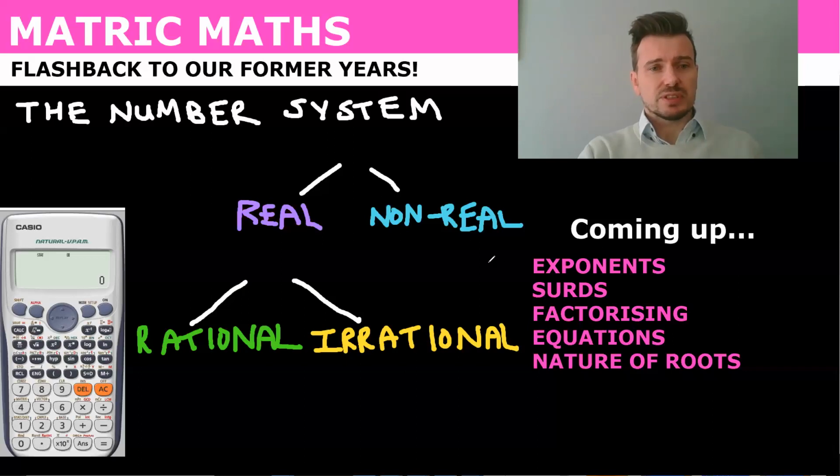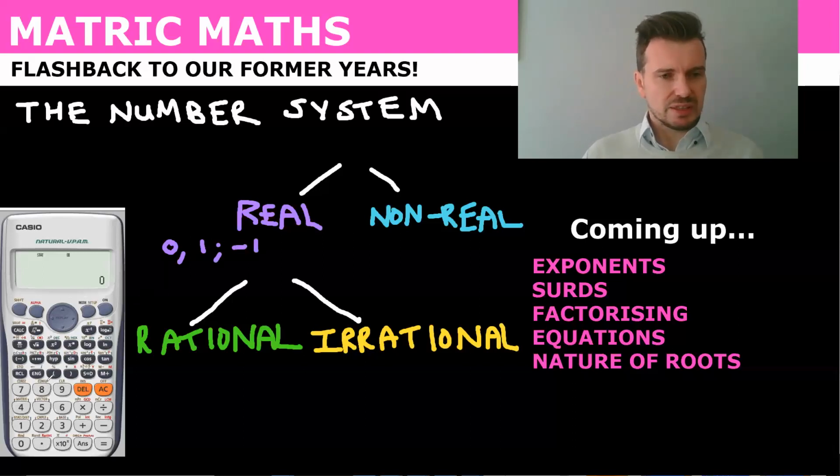So we're starting at the number system, and let's start with if a number is real or non-real. If a number is real, we know that it technically exists. So, for example, the number 1, the number 0, negative numbers, anything that you put on your calculator. If I put it on my calculator and I get an answer, it's a real number.